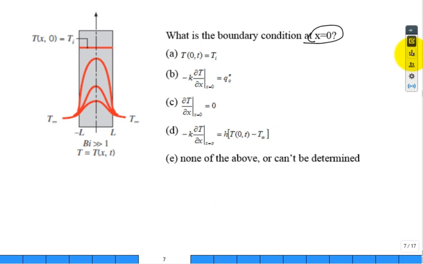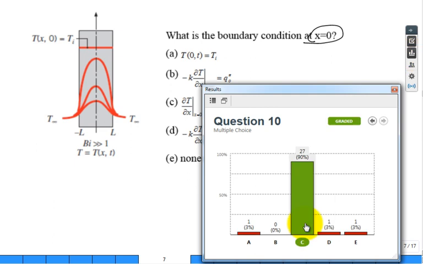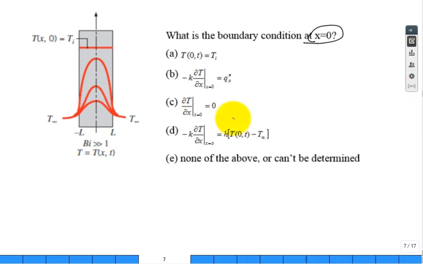And we'll show the results. Yeah, it's C, this one right here. It's flat on the temperature profile. The derivative with respect to space of the temperature profile at x equal to 0 is 0. All right, very good. Next one.